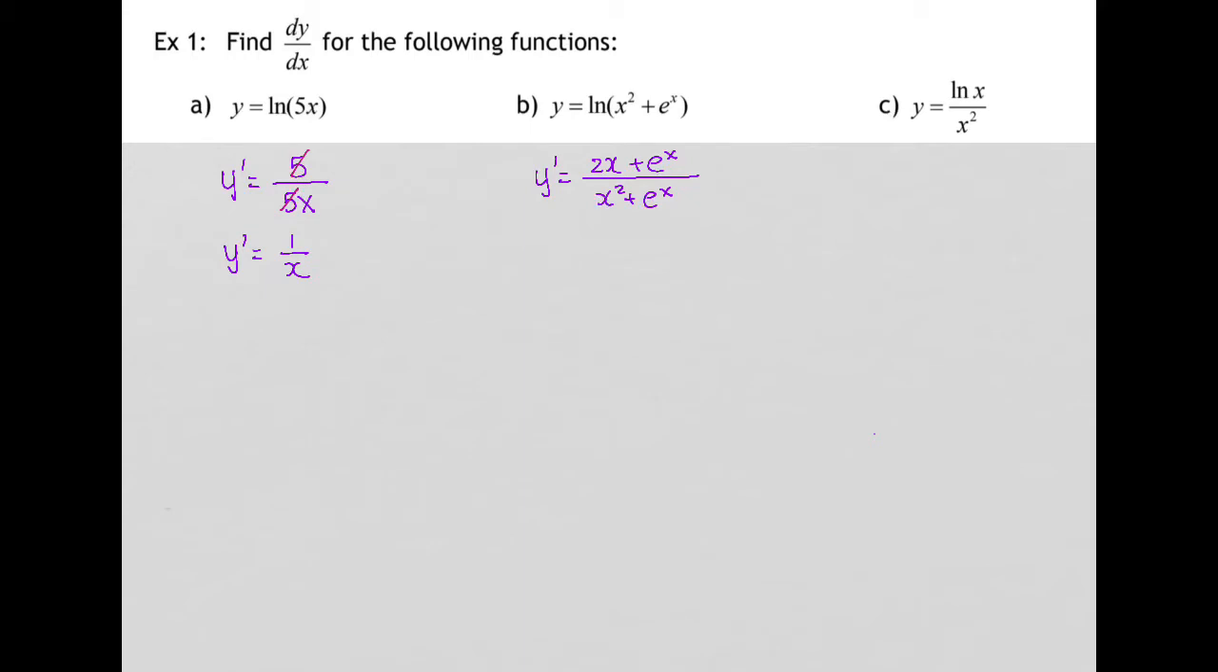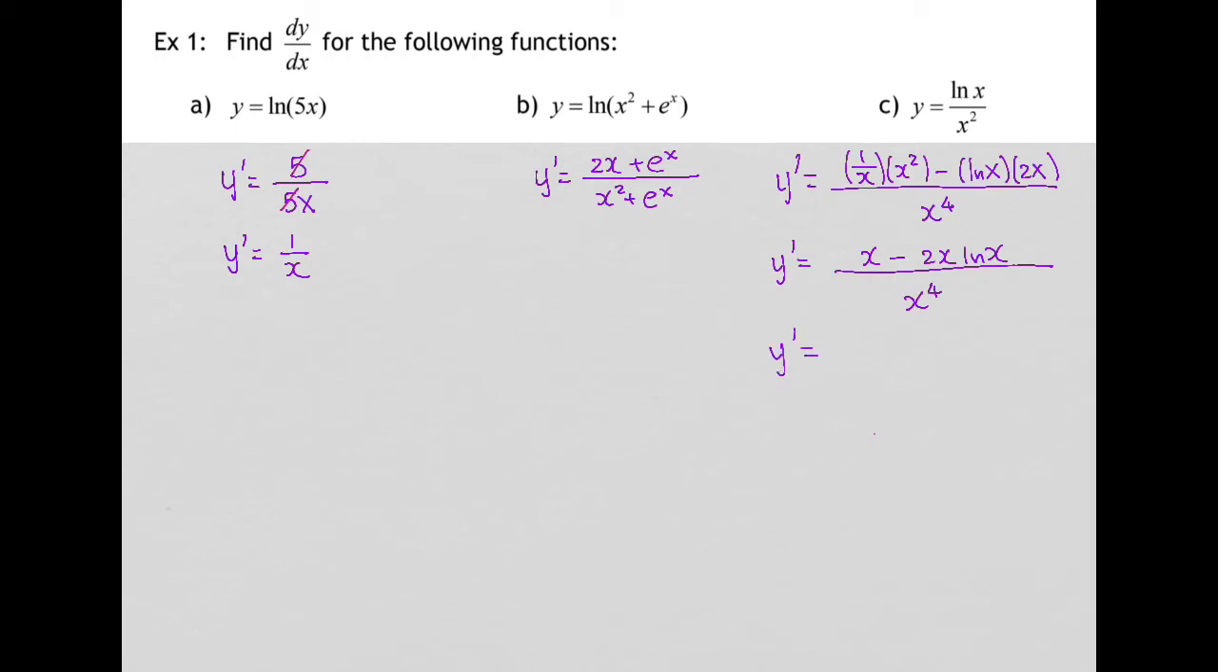For part C, since there's a fraction, we're going to use the quotient rule. So we write y prime equals the denominator squared, which is x to the power 4, and the numerator differentiation will be, because there's a log, we put the x in the denominator, and the differentiation of x goes on the numerator, which is 1, times the denominator, minus the numerator times the differentiation of the denominator, and then we're going to simplify it. 1 over x times x squared will become x, minus 2x log x, over x to the power 4.